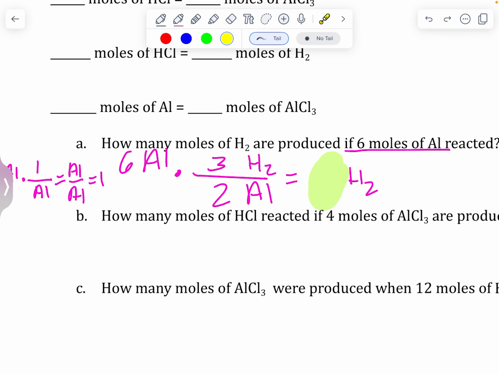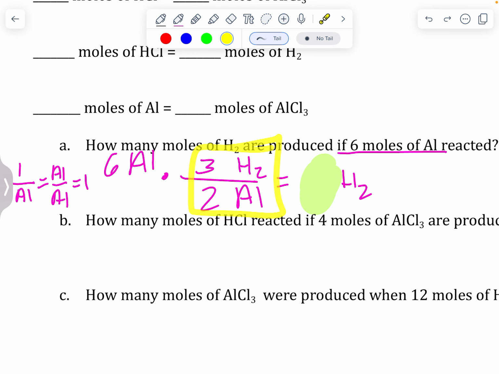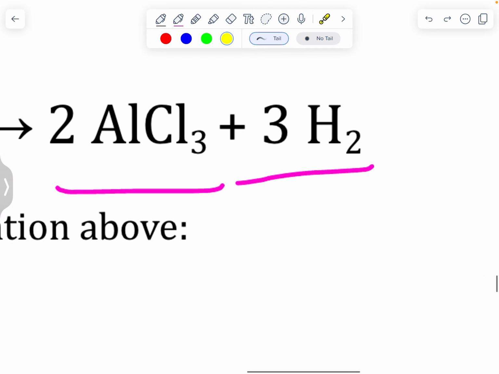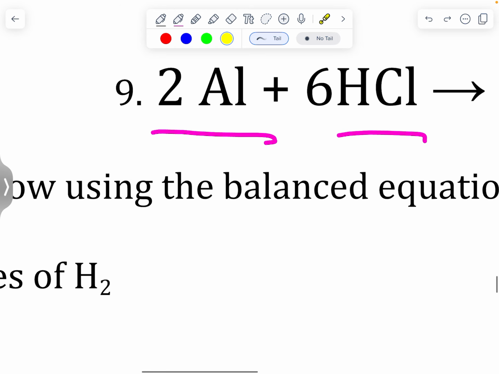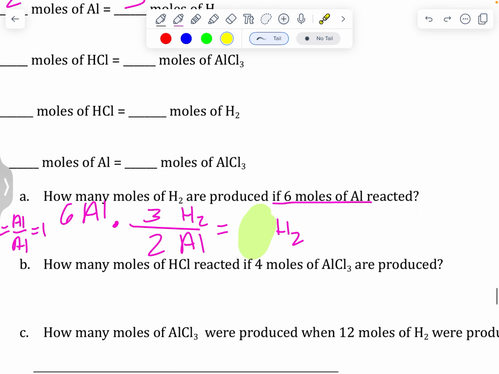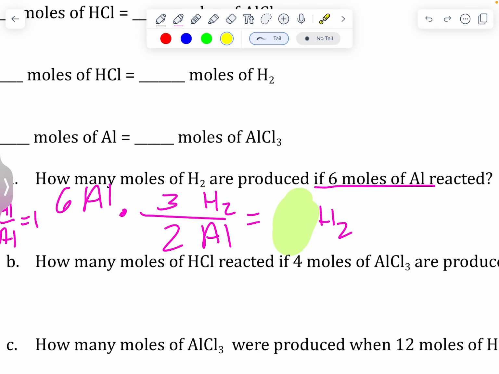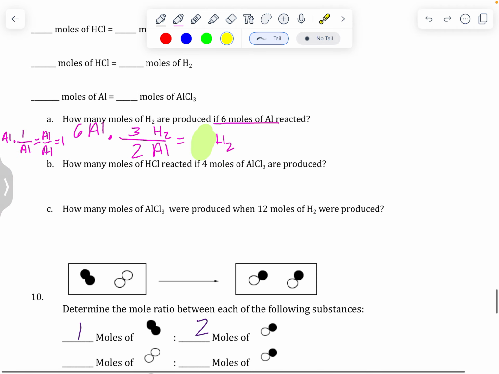Then, based on my balanced equation, that's what's going to go in my fraction. So how many H2s are in my fraction? How many Als are in my fraction? Let's see. I have 3 H2s in my fraction, and I have 2 Als in my fraction. That's what I'm going to write down. And then I'm going to solve. Go ahead and solve for A through C.